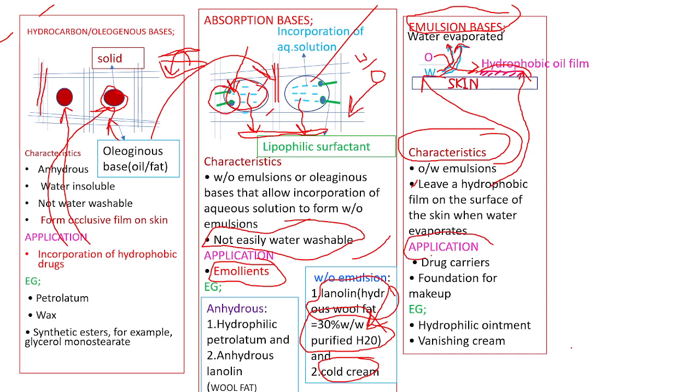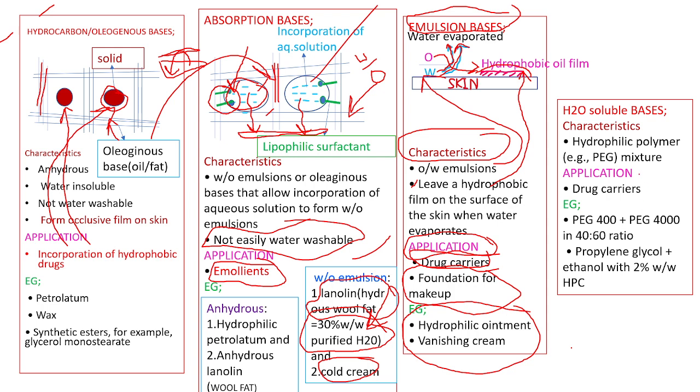So what is the major application of this? It is used as a drug carrier, for delivery of the drug. Next, it is a foundation for makeup, which means we can use emulsion bases for cosmetic purposes also. Examples of emulsion bases are hydrophilic ointment and vanishing cream. Very important.